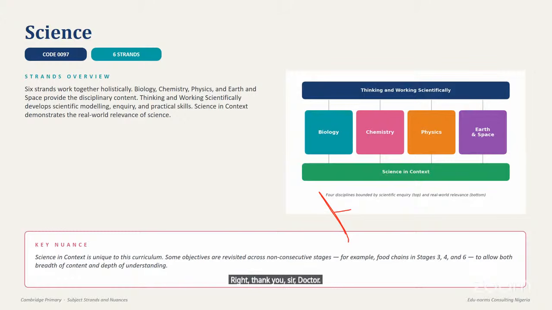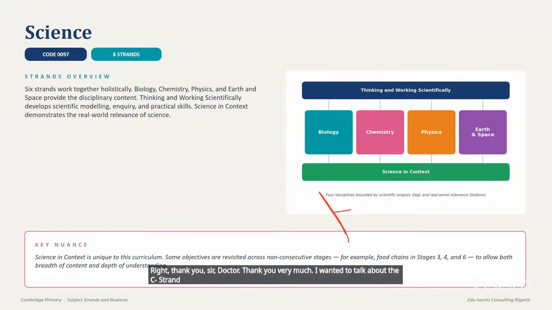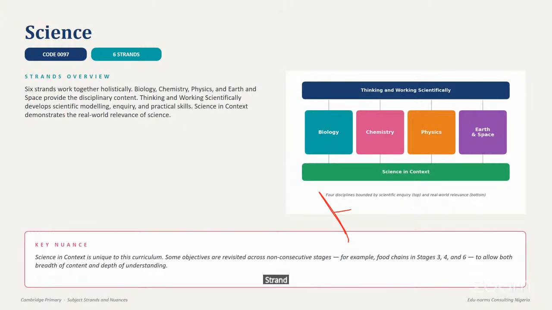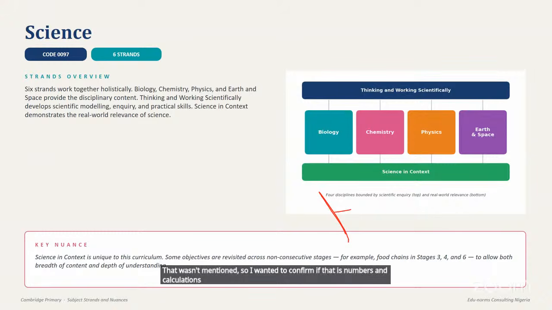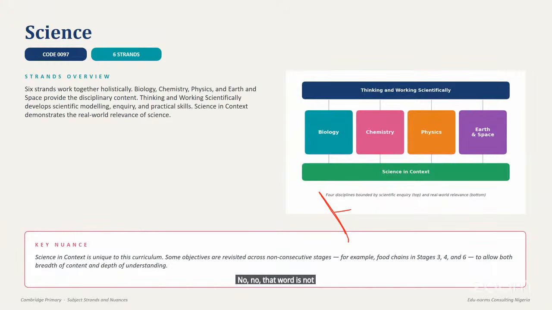Thank you, sir, Doctor. I wanted to ask about the sixth strand of maths that wasn't mentioned. I wanted to confirm if that is numbers and calculations. No, that word is not inside the strand. The word calculation is not there.